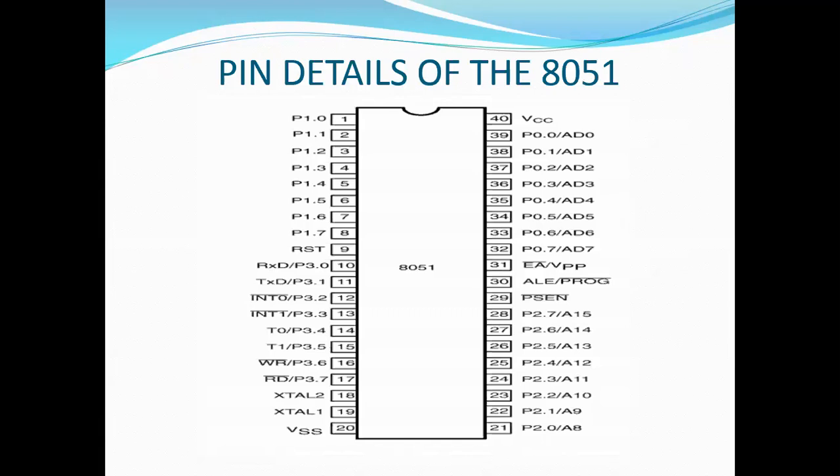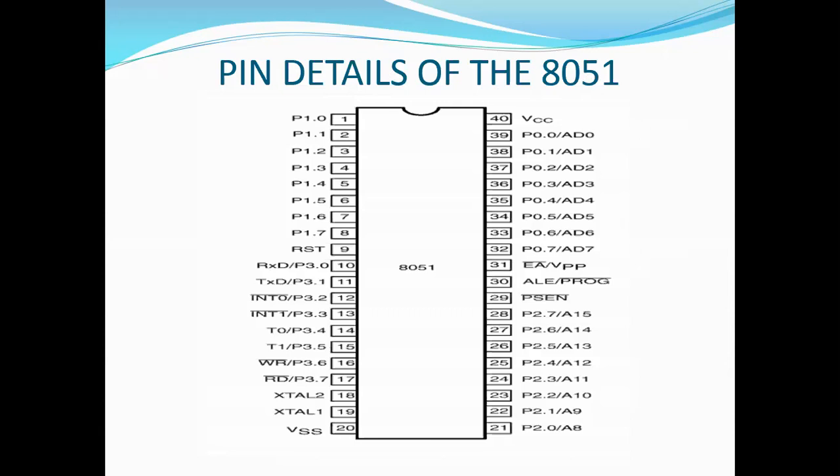How will we remember? First you write an S on the IC. Where will it start? That is port 0, the right top corner. Total 8 pins, and the 40th is VCC. So pin number 32 to 39, 8 pins, are port 0. Next, the letter S, you remember letter S. S will come to the left top corner. That is port 1. There, pin number 1 to pin number 8 is port 1.